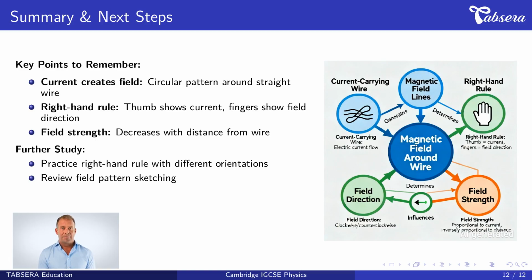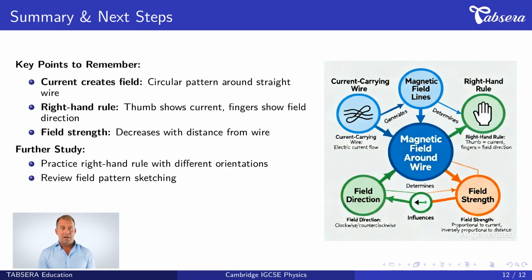Let's summarize today's lesson. The key points to remember are, first, current creates magnetic field. Electric current flowing through a straight wire produces circular magnetic field patterns around the wire. This fundamental relationship connects electricity and magnetism. Second, the right-hand grip rule determines field direction. Point your thumb in current direction, curl fingers around the wire, and fingers show field direction. This rule works universally for any wire orientation.